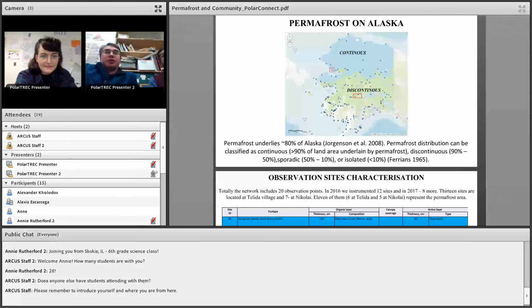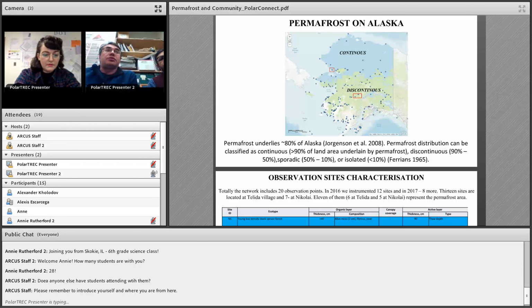So this project was launched in 2014 when two ladies from Telida Village Council came to our lab and asked us to help them start permafrost studies around the village of Telida. We submitted a proposal to NSF and got funded on the first try, which I was a little bit surprised by. But I was also concerned when we started, because it was funded through the social studies, and as I mentioned earlier, we have to include a social component.